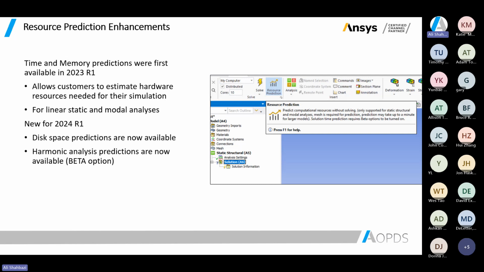And if you are interested in using any beta feature, you need to manually turn it on, and obviously put a lot of thought into using beta features. But as of right now, before running an analysis, if you are concerned about the disk space, you can come here and run a resource prediction, and Ansys can tell you how much temporary storage you're going to need for that specific solve.